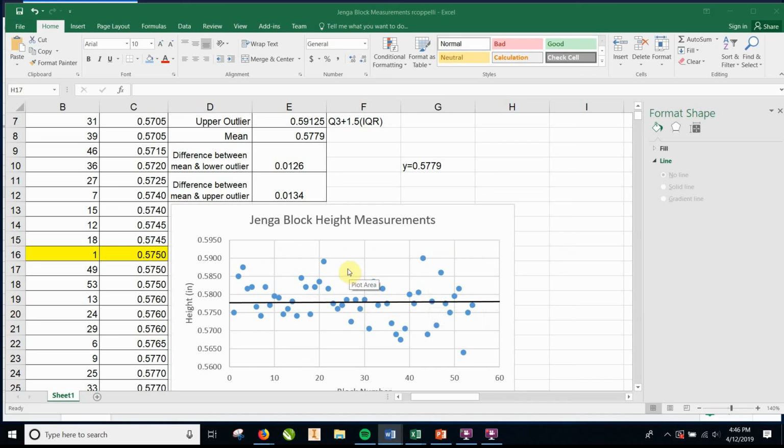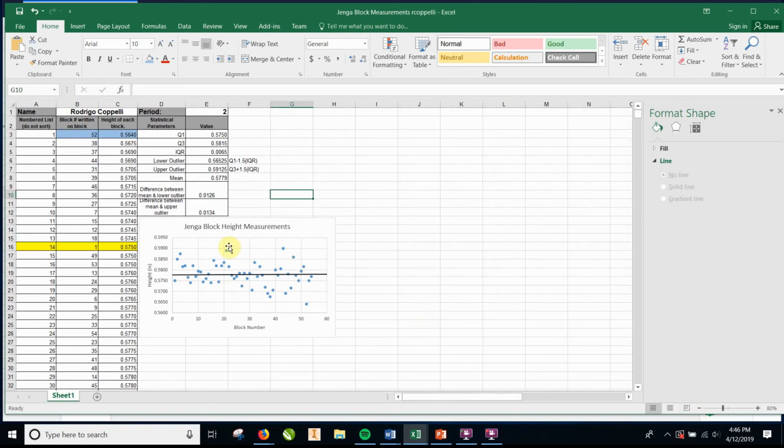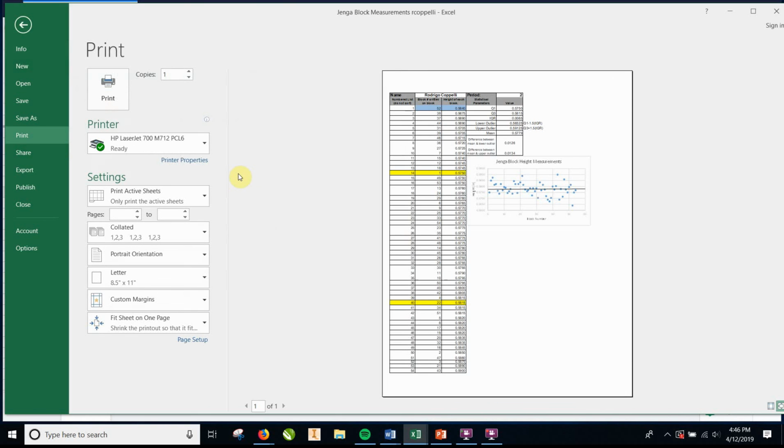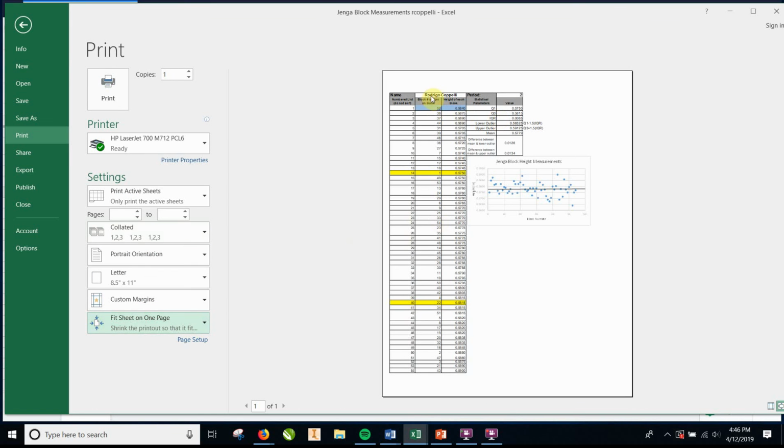All right, so this is your assignment. You're going to turn this in, so you're going to print this out. So let's take a look at how you can print this out so it looks good. Make sure you got your name on there. You're going to go to File, Print, and click right here, fit sheet on one page. It should have your name and your period on there. It should have your graph. It should have all your data, and you are going to print that out. That should be good to go.